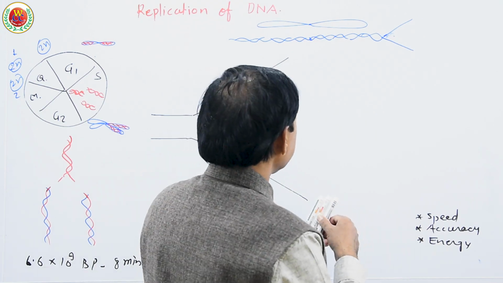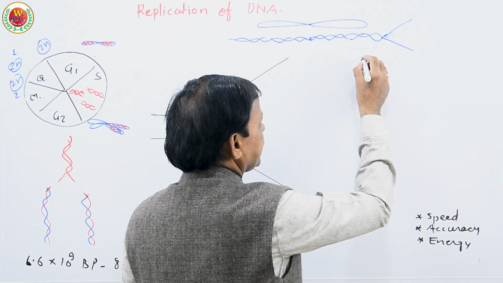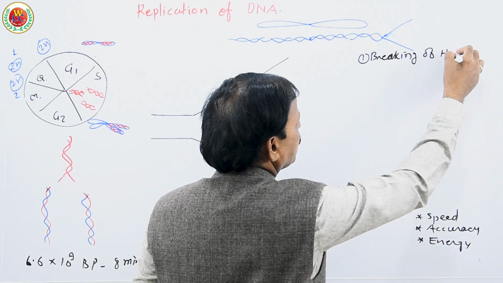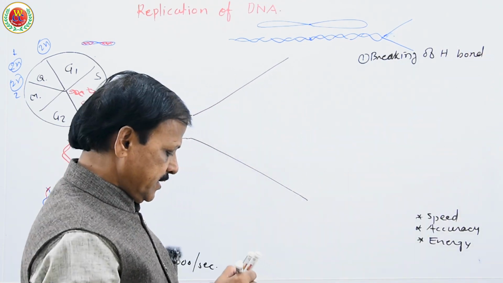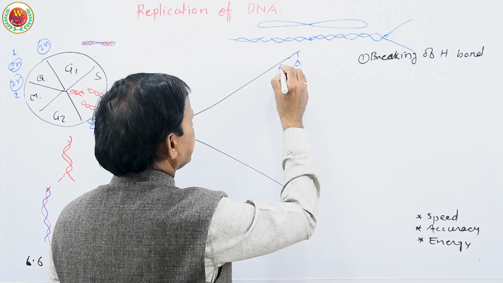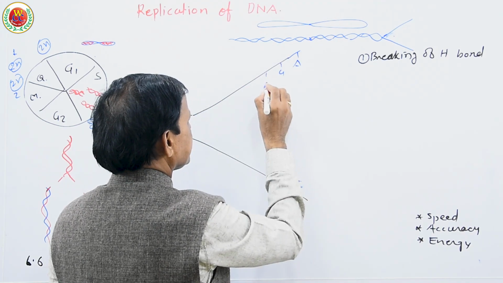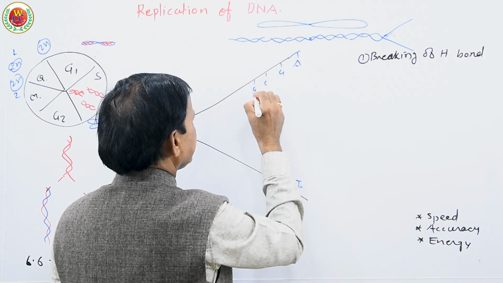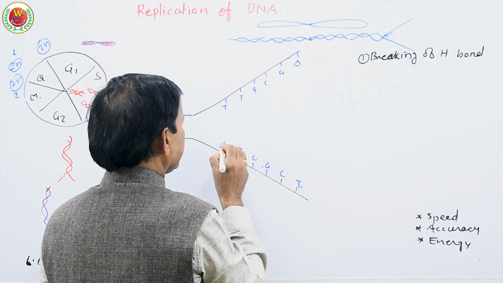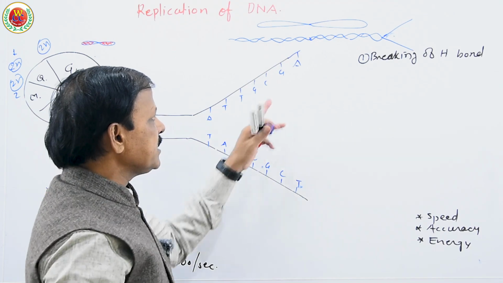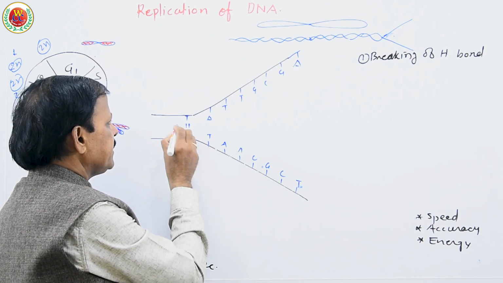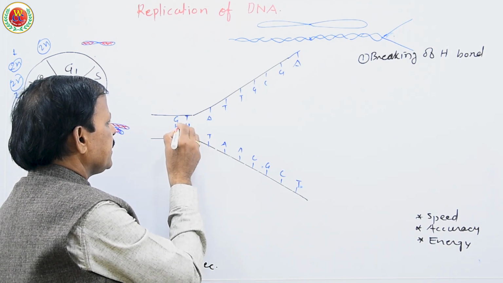First is breaking of hydrogen bonds between complementary base pairs. Suppose here there was an adenine, naturally here there would have been a thymine, here guanine, here cytosine, cytosine, here guanine, here guanine, then cytosine, here thymine, then here it would have been adenine, here thymine again, here adenine, here adenine, here thymine. So see, these were the complementary base pairs, and they were joined by double hydrogen bond between thymine and adenine and triple bond between guanine and cytosine.